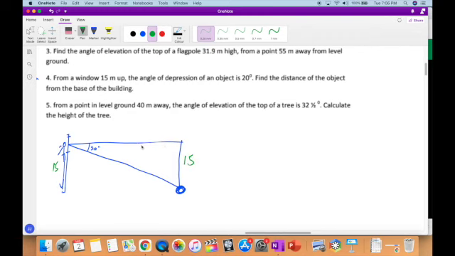And they want you to find how far away. So they want you to find the adjacent side here, right? So we have adjacent, we have opposite, we're dealing with tan. So the tan of 20 is equal to opposite, which is 15, over the adjacent A. So therefore A is equal to 15 over the tan of 20, which is 15 divided by tan of 20, 41.2. You got this?